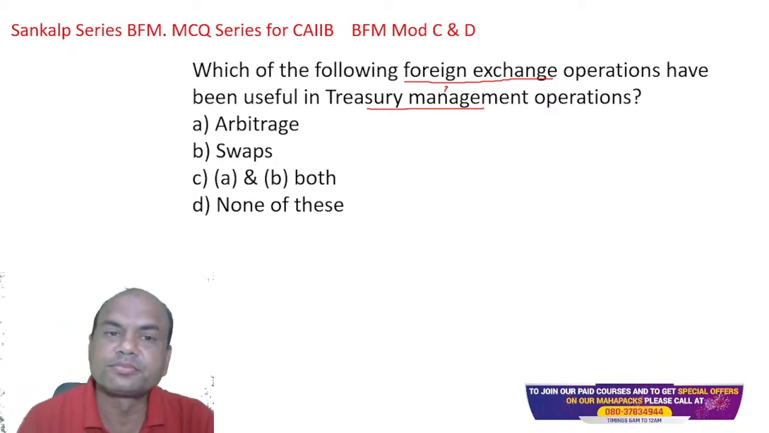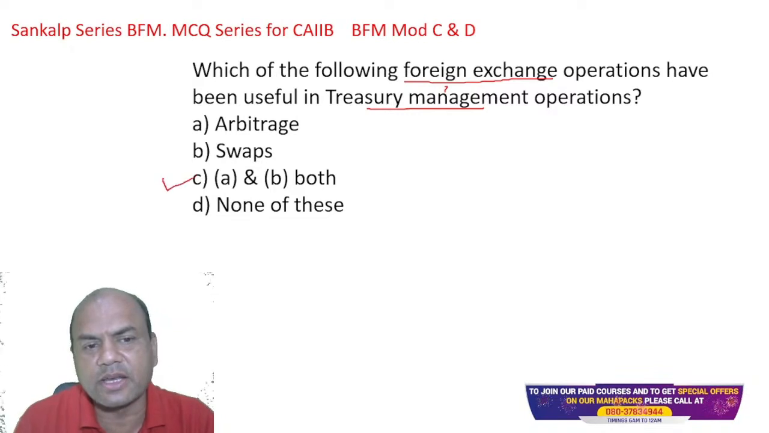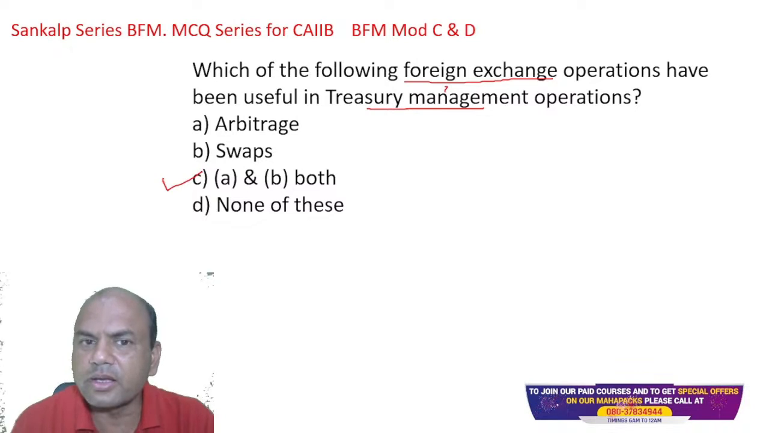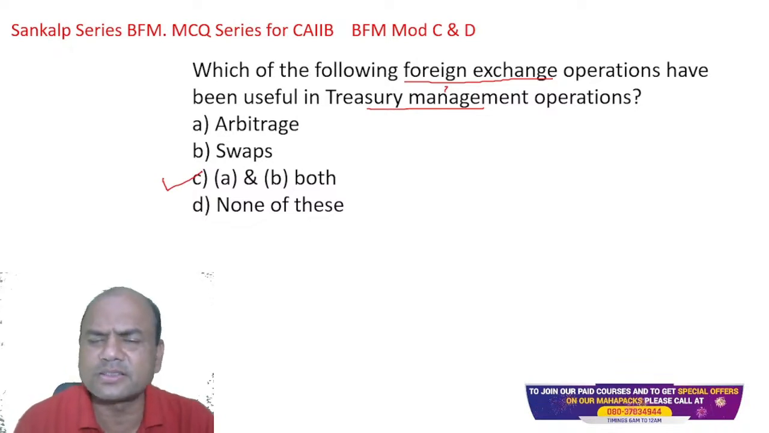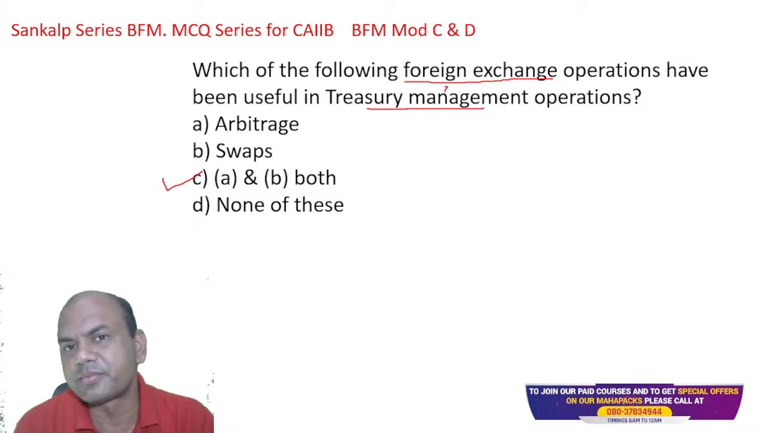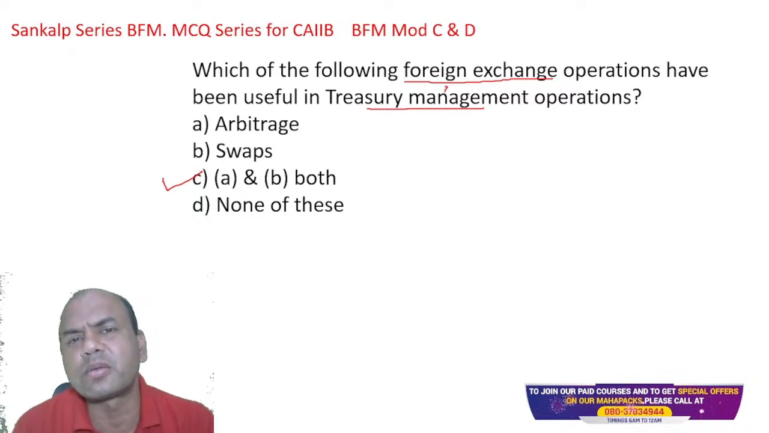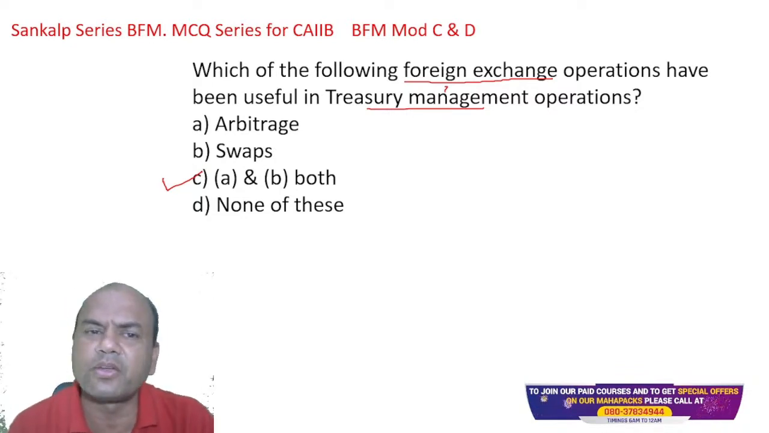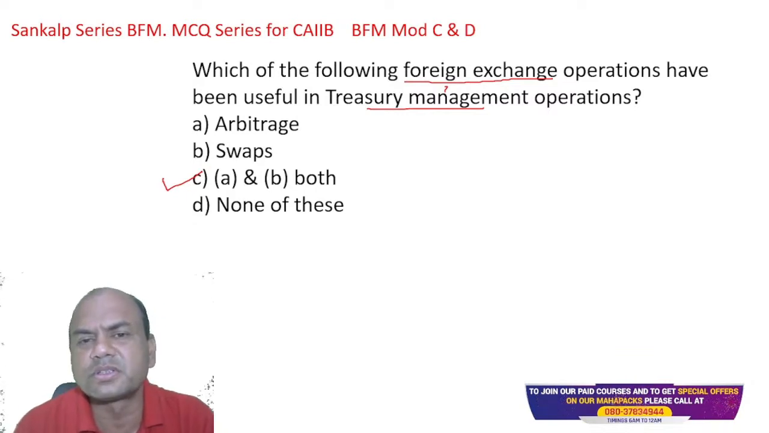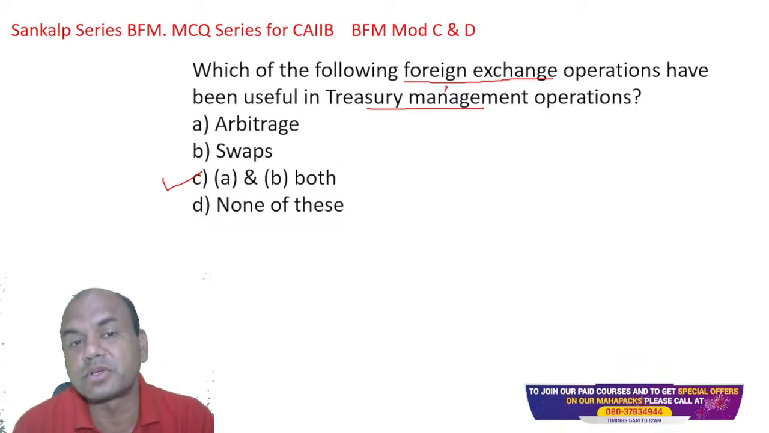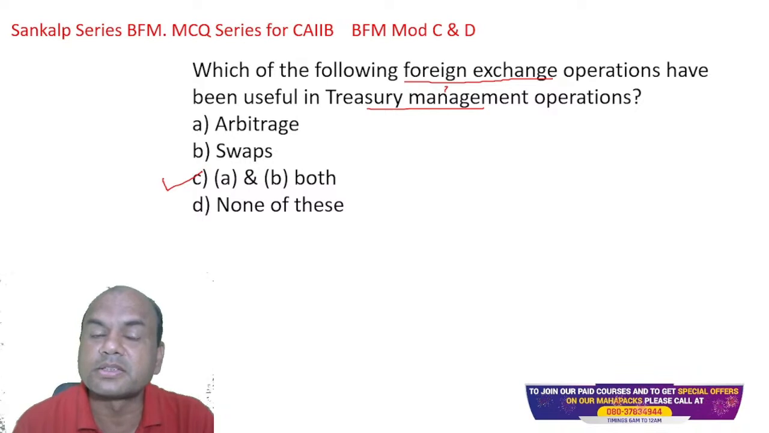What is the answer? Many of you have answered this C correctly. C is the answer, right? But before going ahead to the next question, C is the answer, agreed. Have you understood what is arbitrage? Have you understood what is swaps? If you have not understood it and you are just typing, you have heard some word about arbitrage, you have heard some word about swaps, and you are saying, yeah, in treasury they are used, so I'll take both A and B. No, don't do that. In BFM, you need to understand the things. That's important. Okay. What is arbitrage?